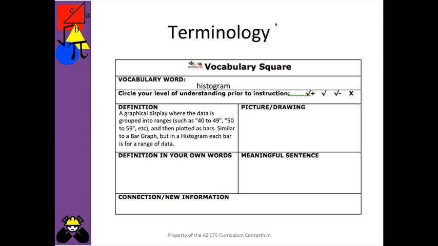So circle your level of understanding prior to this lesson. Check plus means I could probably define it in my own words without the definition there. A check means I was pretty confident about it. Check minus might mean I just heard the term, and an X means I've never heard the term. So draw a little picture or diagram that's going to help you define it in your own words and write a meaningful sentence. As we go through the lesson, put down any kind of connection or new information that's going to be helpful to you.